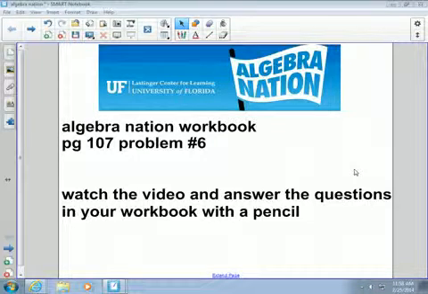Algebra Nation, page 107, problem square root 36.